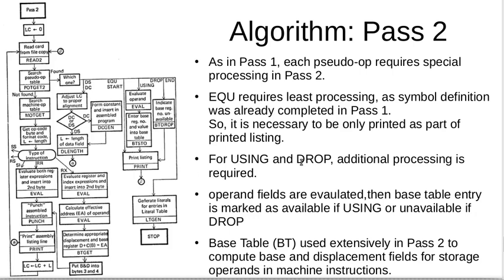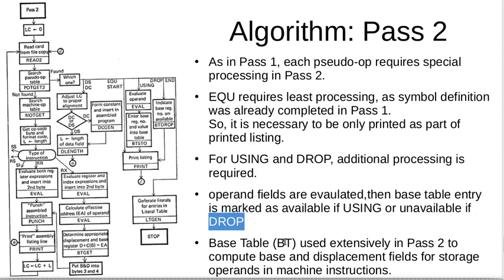So for both using and drop, the operand fields are evaluated, then the base table entry is marked as available if using is used, or unavailable if the drop pseudo operation is used, right? We have already discussed the actual use of using and drop pseudo operations in the first lecture. So if you have any problems here, you can always go back to the first lecture and verify, right?